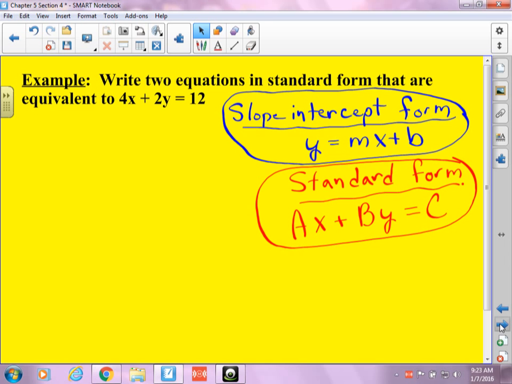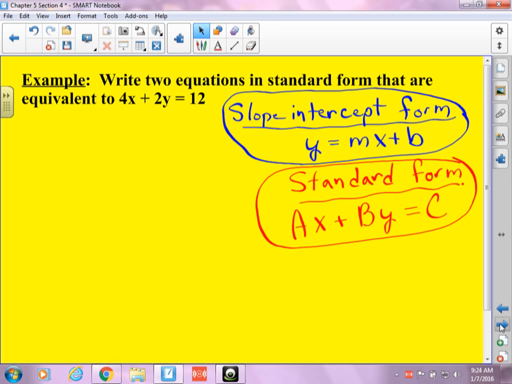So if I take a look at the equation they gave me, I have 4x. Does x come first? Yes. And then does y come next? Yes. Then the equals, and then the 12. You see it? So it's already in standard form. What it's asking you to do now is give two more equations that are equivalent. Equivalent means what? Equal to it.